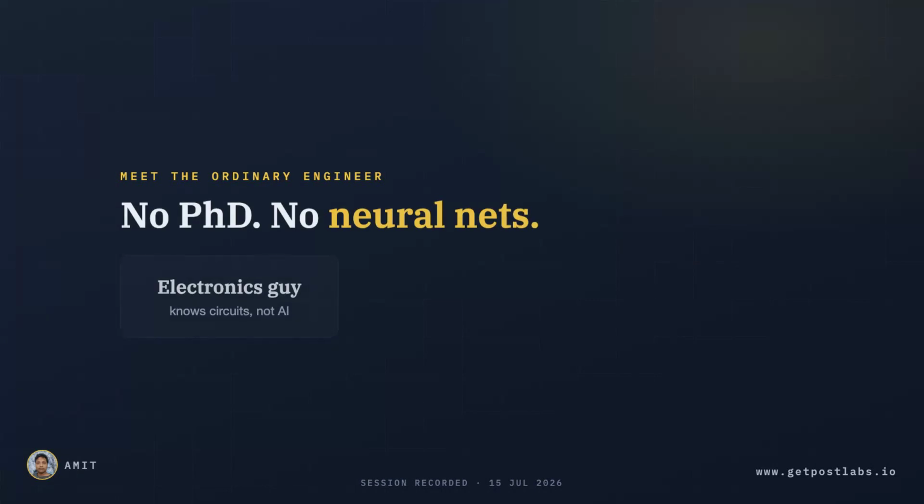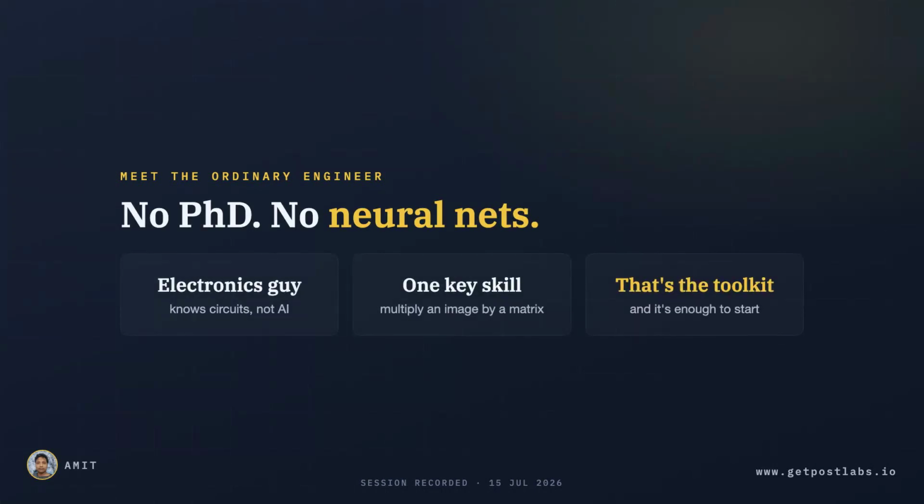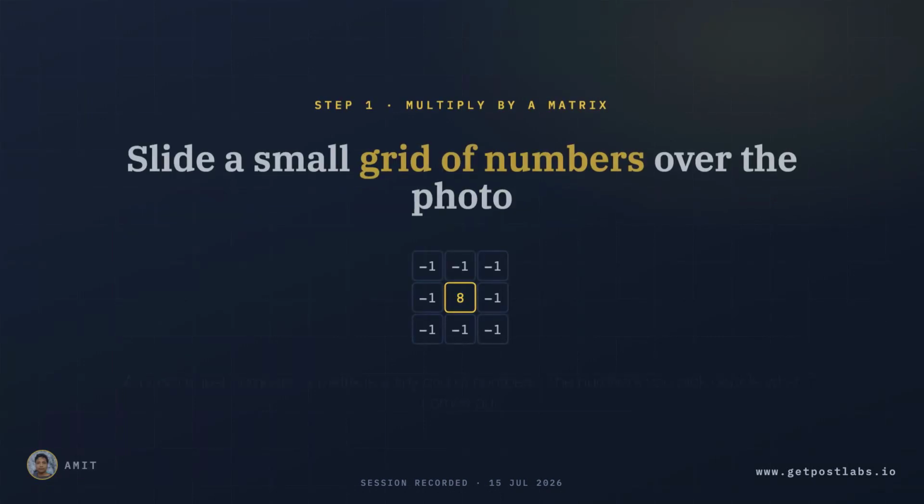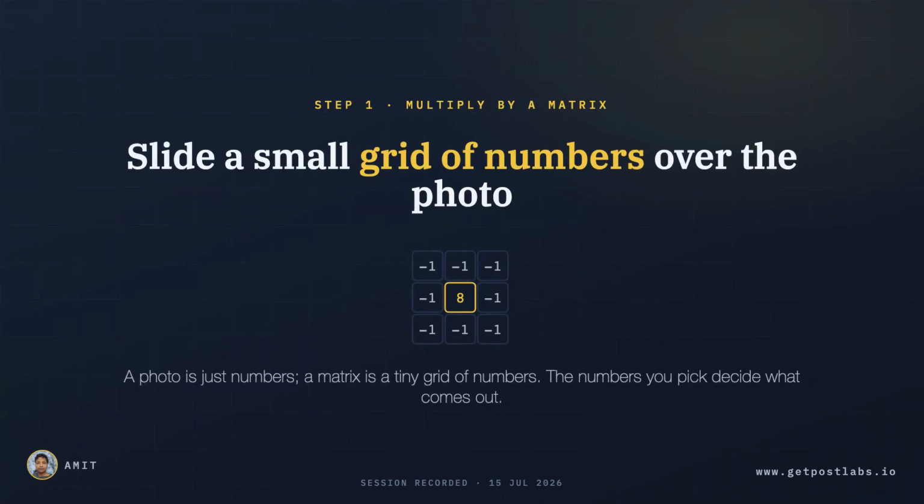So picture a normal engineer, not a PhD, not a maths genius. An electronics person who knows circuits and crucially knows how to multiply an image by a matrix. That one trick is the whole toolkit here. Step 1. Multiply the image by a small grid of numbers.